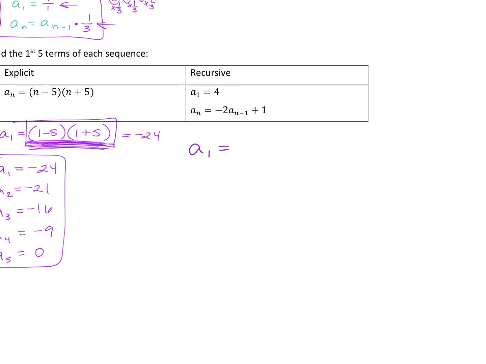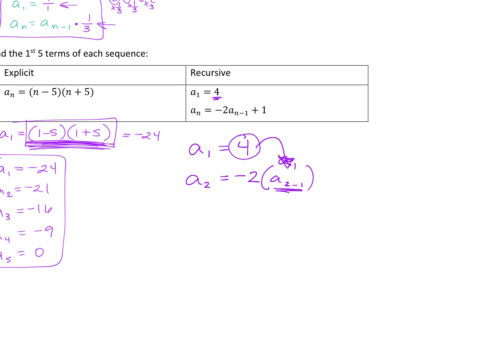A recursive formula, when they ask you to find the first five terms, what is a sub 1? What's your first term? 4. That one's always given to you. Don't forget about that. Okay? You already have your first term. A sub 2, I'm going to write this out in formula form. A sub 2, my second term, is negative 2 times a sub 2 minus 1, okay? A sub 2 minus 1 is a sub 1. What is a sub 1? 4. So this number is replacing your a sub n minus 1, right? The number right before it is what's getting dropped into your formula.